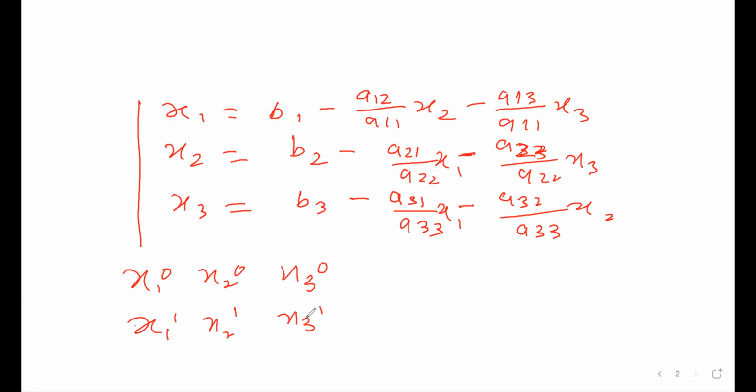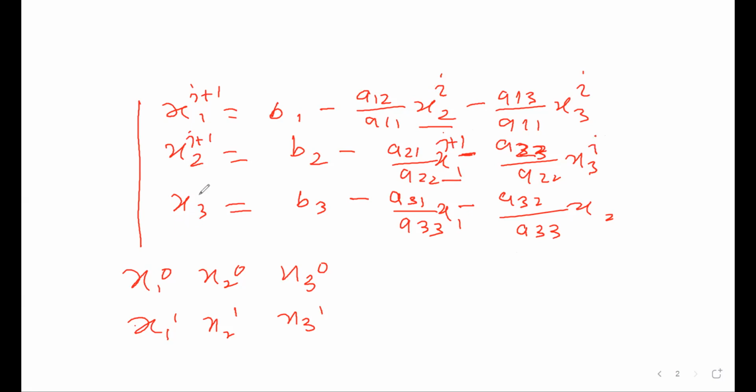Okay. For example, if you want to write a general algorithm for this, then your X1 at iteration i plus 1 would be equal to B1 minus the terms where you are using the ith iterative values. This is also your ith iterative value, isn't it? But if you want to find the (i+1)th iterative value of X2, then we will be using the X1 that we have calculated earlier, the (i+1)th iterative value. This is your ith iterative value, isn't it?